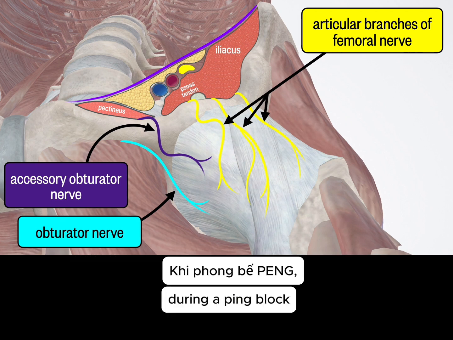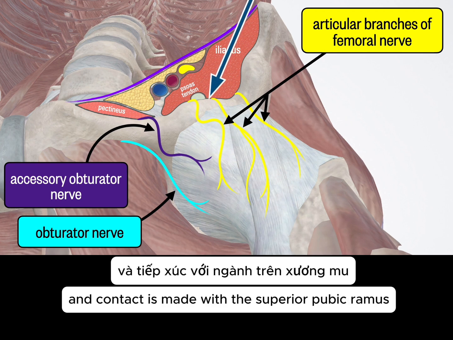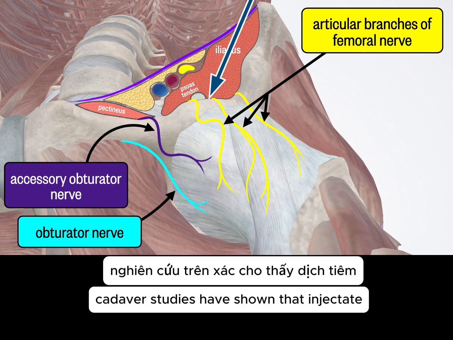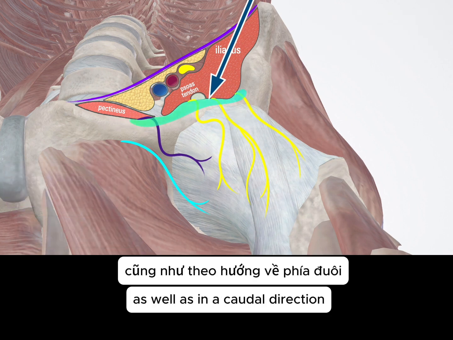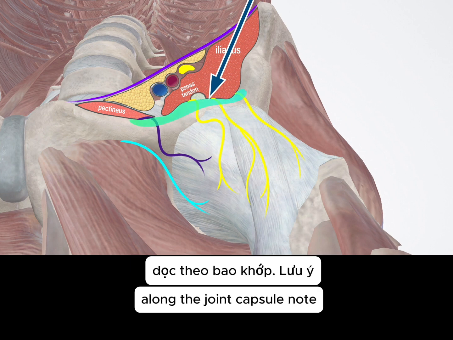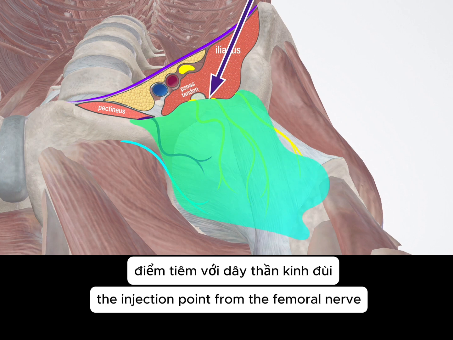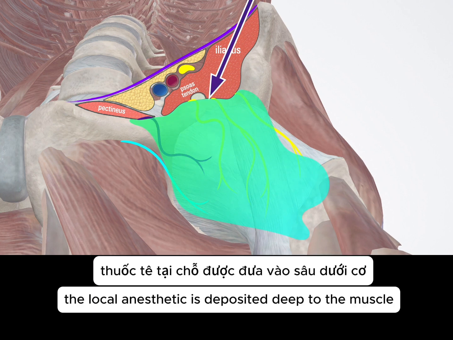During a PENG block, a needle is advanced from the lateral aspect and contact is made with the superior pubic ramus just lateral to the psoas tendon. Cadaver studies have shown that injectate here will spread along the pelvic brim as well as in a caudal direction along the joint capsule. Note that the iliacus muscle separates the injection point from the femoral nerve, so no motor fibers are blocked with this technique, provided the local anesthetic is deposited deep to the muscle.